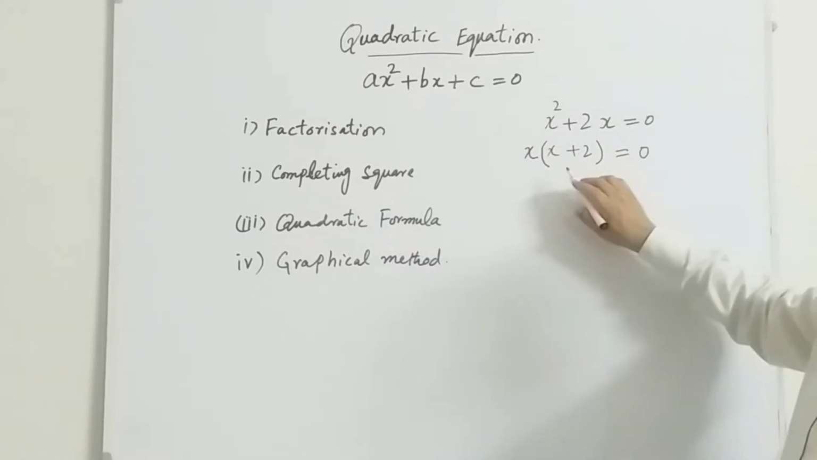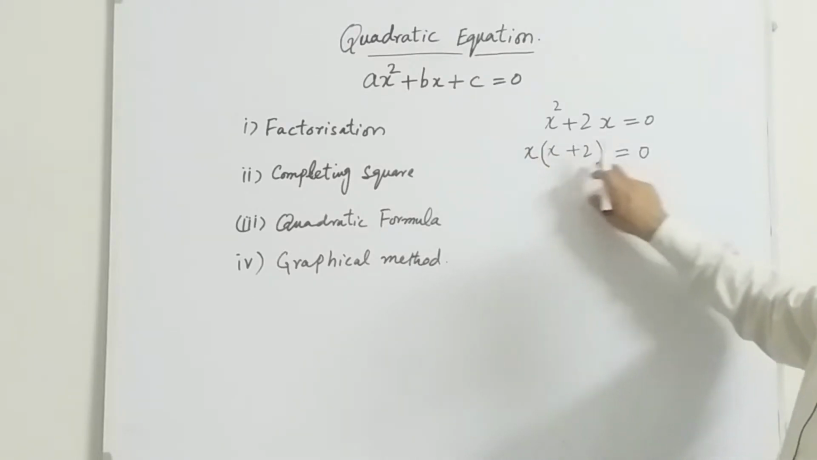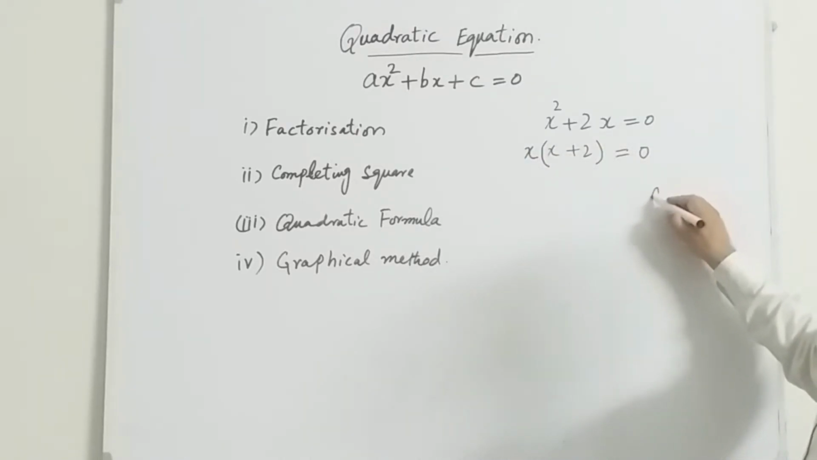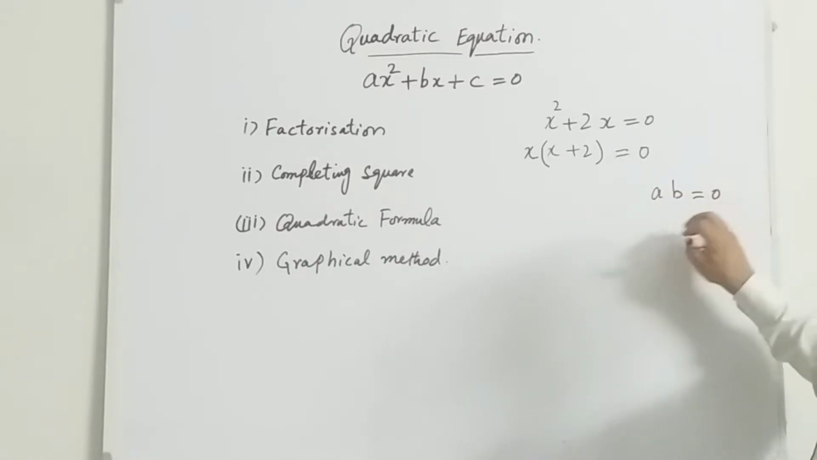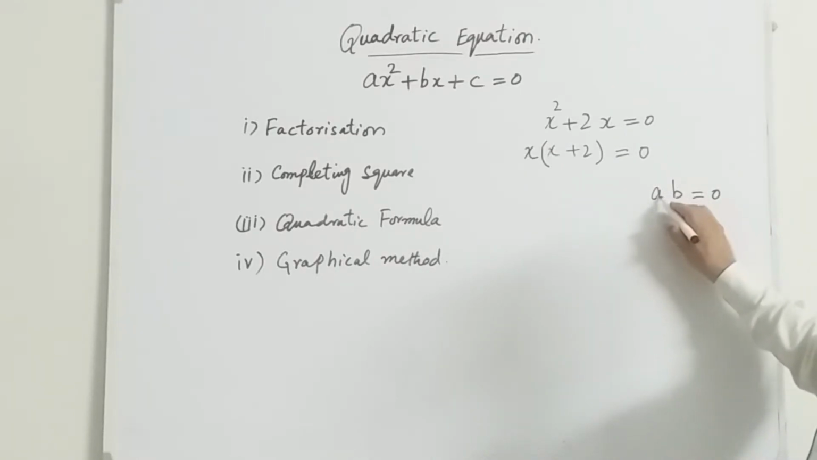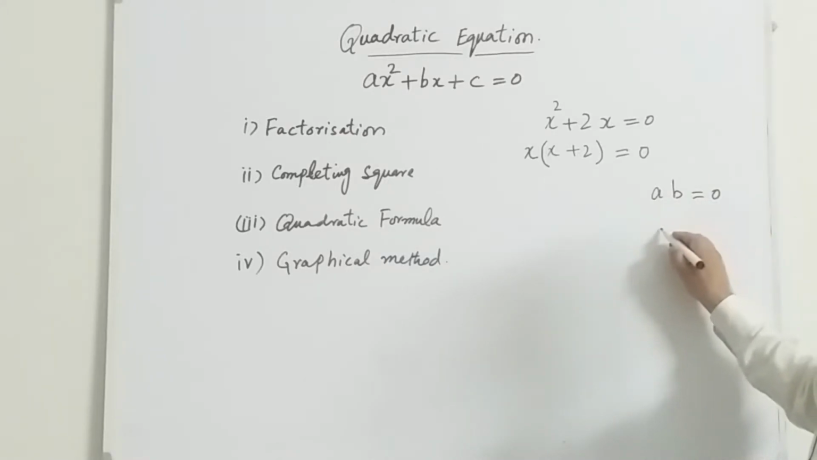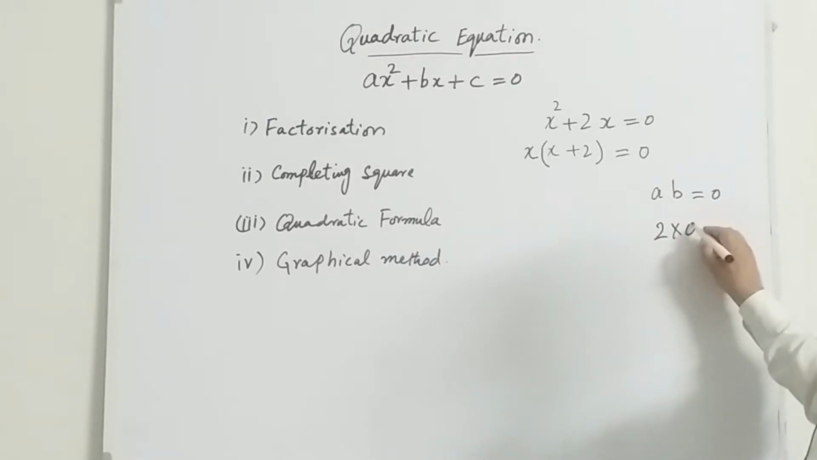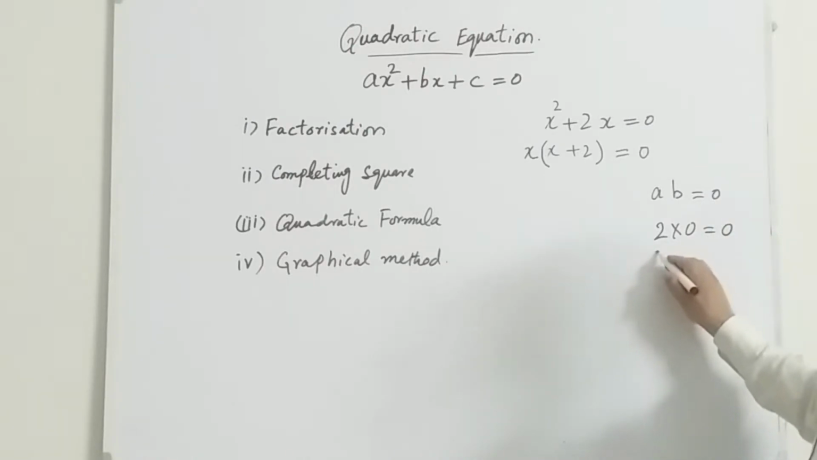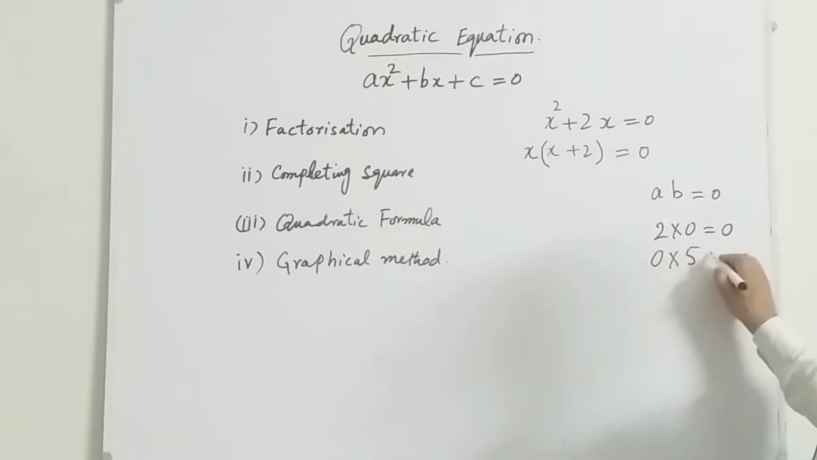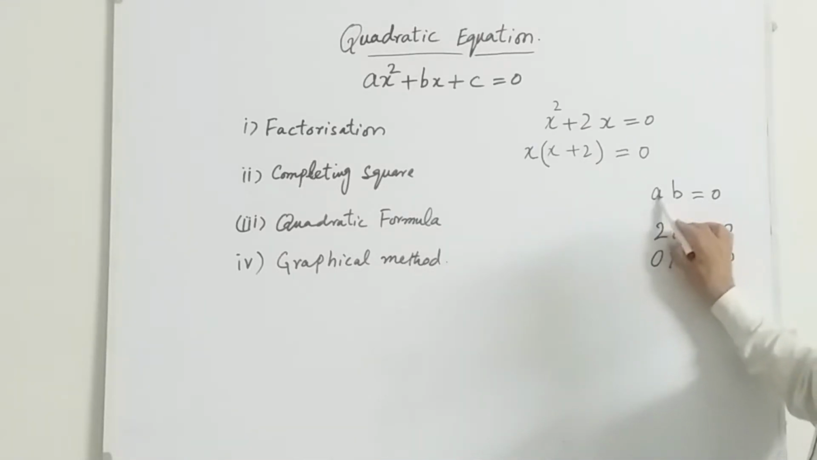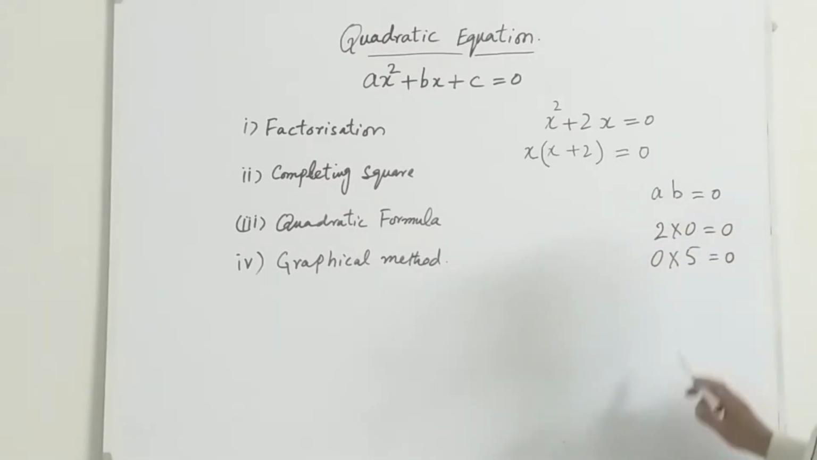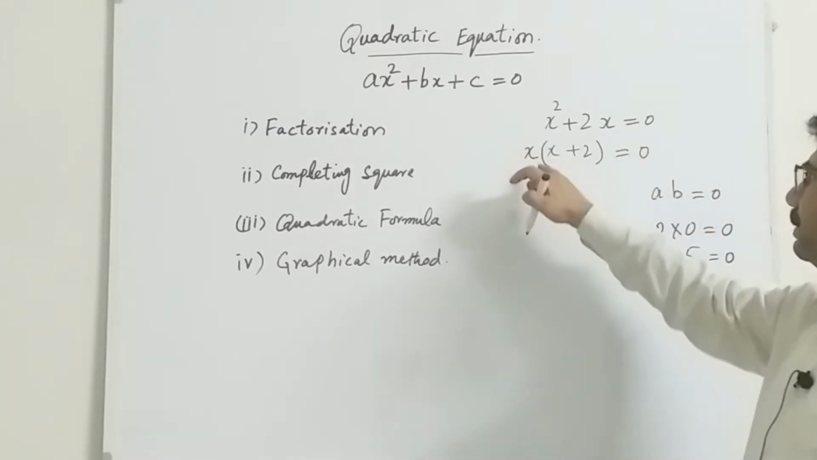Now we know that we can have the product of two terms equal to 0 as a b equal to 0. There are two possibilities, either a equal to 0 or b equal to 0. For example, if we multiply 2 with 0, the answer will be 0. Or if we have 0 times 5, again the answer will be 0. It means that whenever we multiply two numbers and the answer is 0, either of the two numbers will be 0. Either the first will be equal to 0 or the second will be equal to 0. Same as the case here.